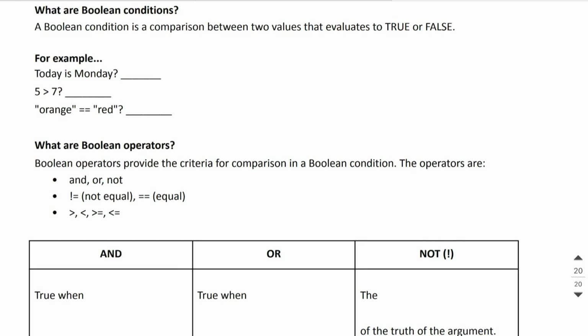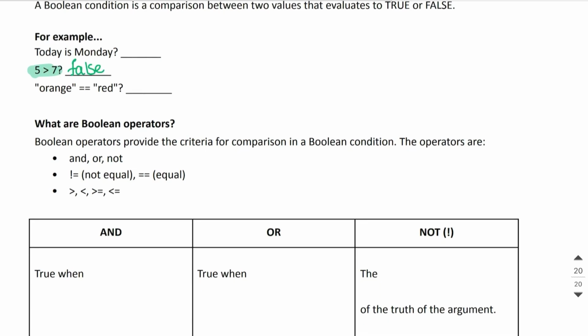The next statement is 5 is greater than 7. And 5 is greater than 7 is a false statement. This is not true. Okay. And then lastly, we have this last one right here, but I don't even know what this even means. So let's look at what the Boolean operators are.